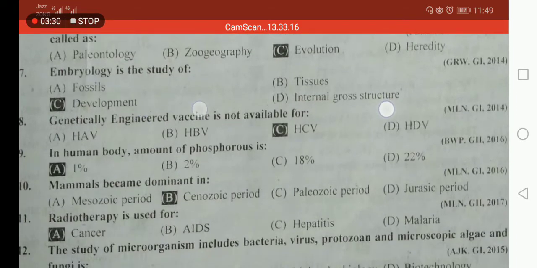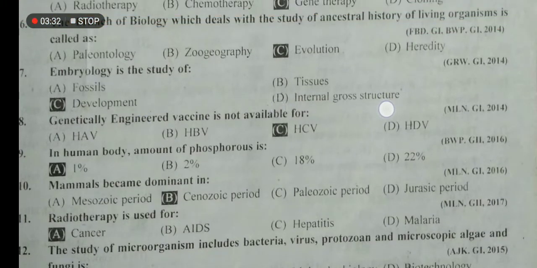Genetically engineered vaccine is not available for HAV is the hepatitis A virus, HBV is the hepatitis B virus, HCV is the hepatitis C virus, and HDV is the hepatitis delta virus. Actually, hepatitis delta virus or D virus require hepatitis B virus for its replication or you can say its infestation, or a vaccine is not available for HCV.